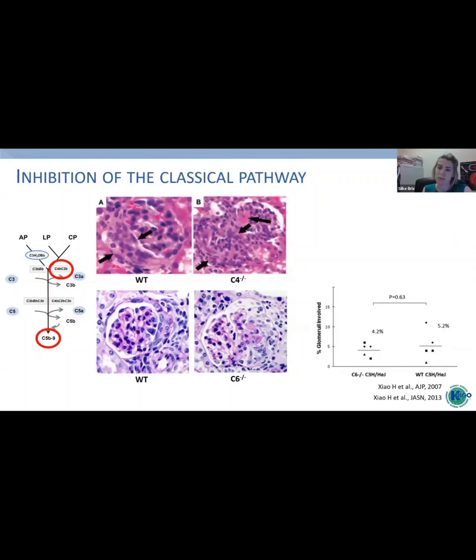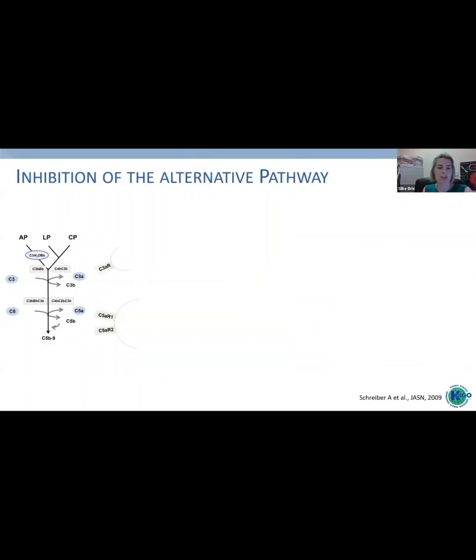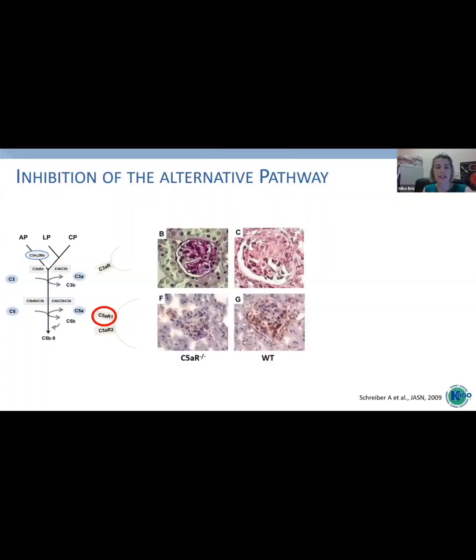And then not just Charles Jennette, but also the group of Ralph Kettritz and Adrian Schreiber looked into the alternative complement pathway. While Charles Jennette used a knockout mouse for C5, Adrian Schreiber and Ralph Kettritz used a knockout mouse for the C5a receptor. Using mice without the ability to bind C5a, indeed what they found is that you see on the right side the wild type with the crescent formation here, and the C5a receptor knockout mice were protected. So these mice did not develop the disease. Quite impressively, they did not develop crescents and necrosis. So that was the first sign: okay, the C5a receptor axis seems to be involved.